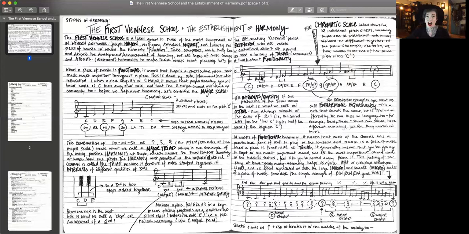But the thing we're going to do, and I can stop sharing this for just a moment, we'll talk again about functional harmony at the beginning of our first example. We're going to be listening to three different examples of the first Viennese school, who used tonal harmony. So they had this balance of major and minor chords, or moments of consonance and dissonance, that help us know what notes are most important.